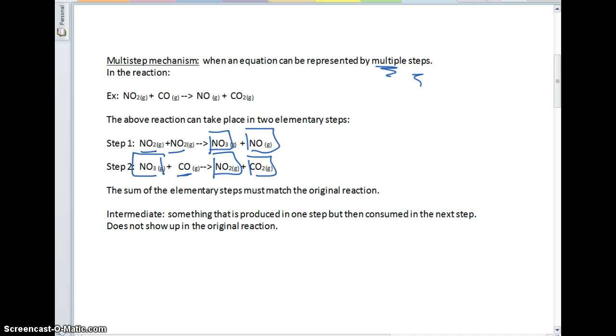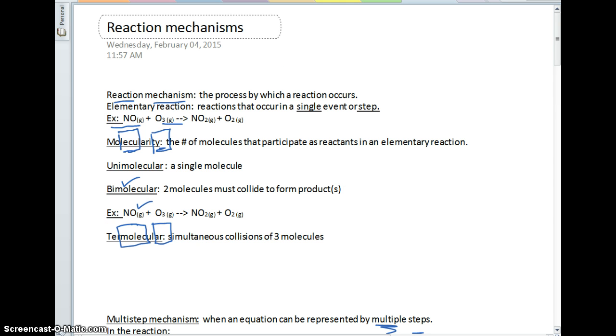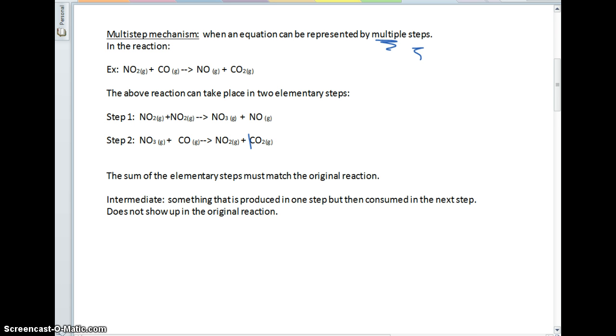Now, we do say, and I'm going to erase some of this off here, that the sum of these reactions has to match our original reaction. So again, here is our original reaction that we're looking at. And so we have to be able to add these two together. Just like when we did in Hess's law, if we have something that exists as a reactant in one and a product in the other, we can actually cancel it out. So let's look and see here. We do have NO3 produced here, and then NO3 is consumed there. So that's going to cancel.